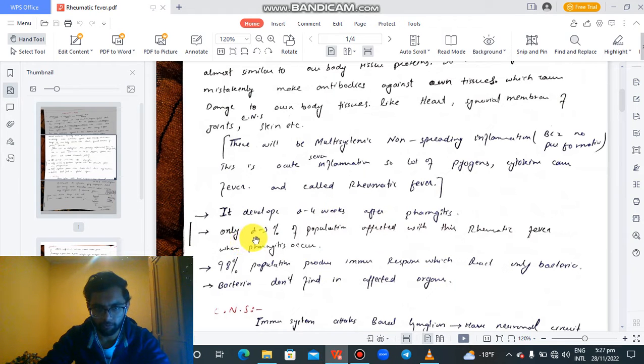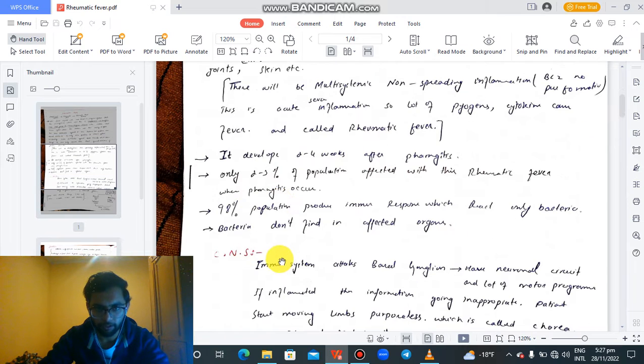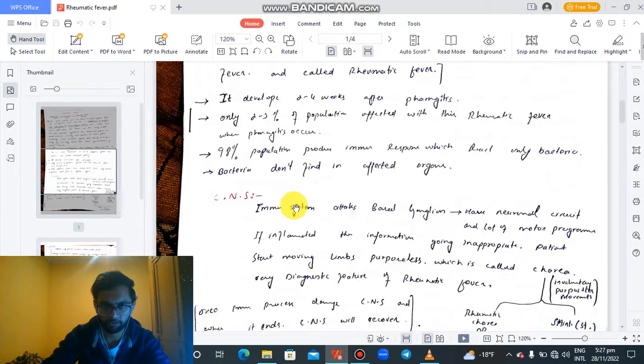Only 2 to 3% of the population gets rheumatic fever when pharyngitis occurs. 98% of the population produces an immune response which reacts only to bacteria. Bacteria are not found in affected organs. So the antibody is basically for the bacteria, but it sometimes mistakenly matches with our own antigen, so it will attack our own body tissues. Bacteria are not found in affected organs.